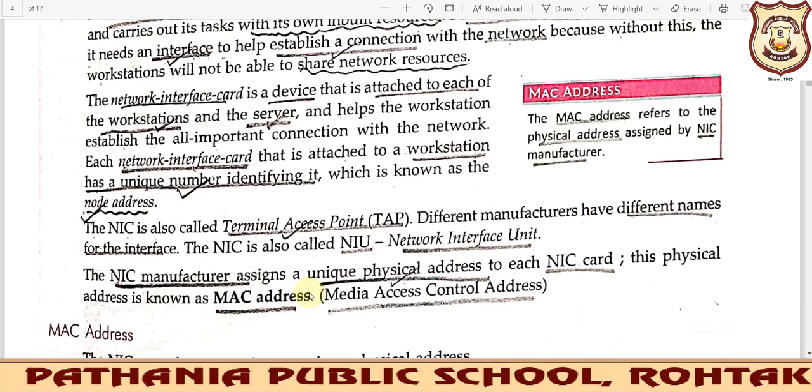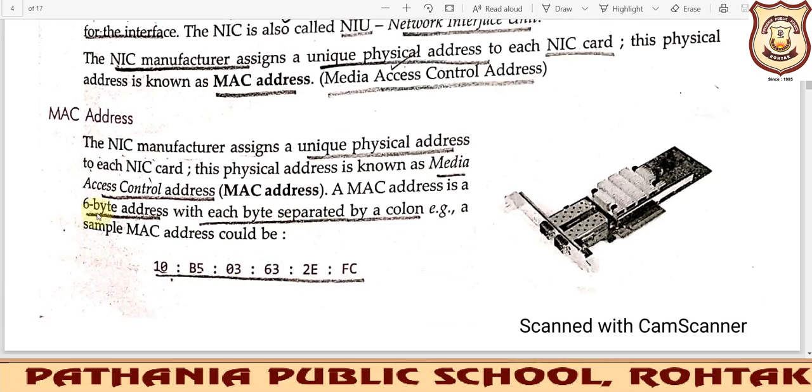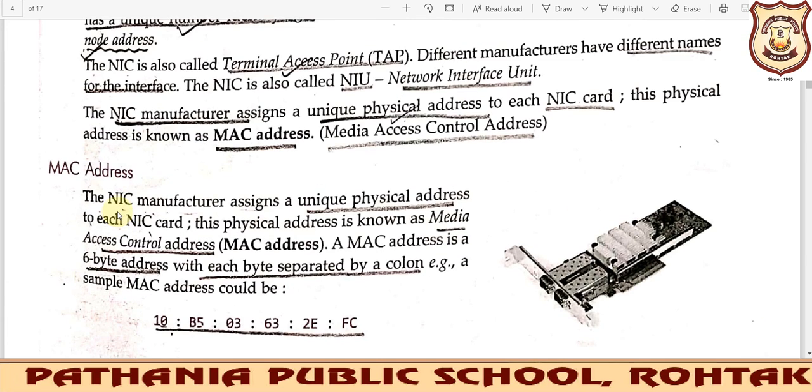Okay, MAC stands for media access control address. This is also known as your physical address, and it is 48 bits, or we can say 6 bytes. Every NIC has a unique physical address that cannot be allotted to any other NIC.